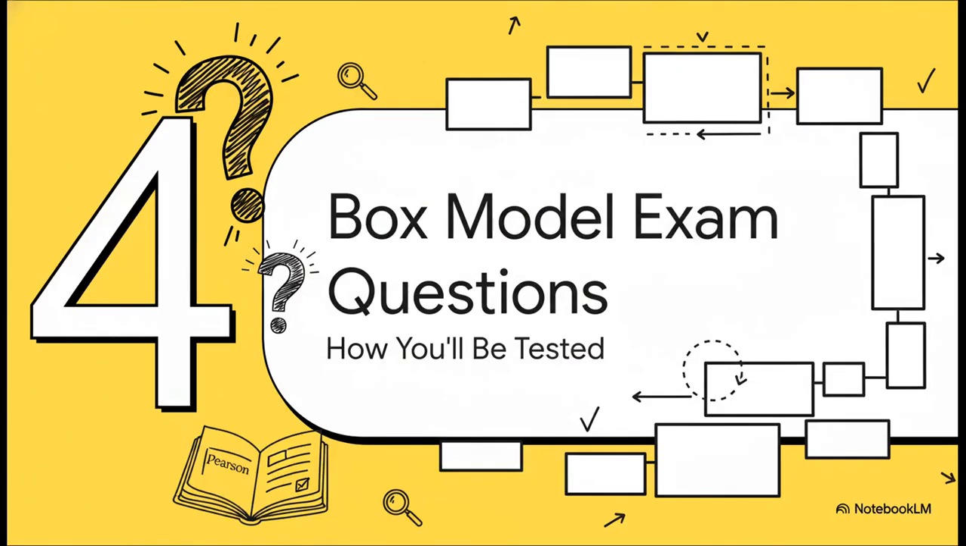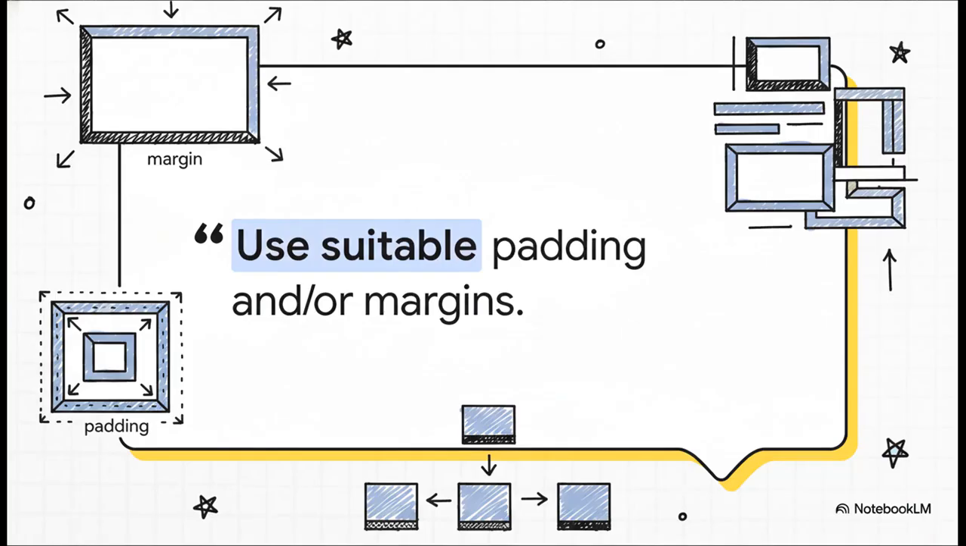So you get the code. But how does this actually turn into marks on your exam paper? Well, the way Pearson tests your knowledge of the box model is often way more direct than you might think. Check this out. This is a direct quote from the style guide in the 2022 Unit 2 paper. I mean, it doesn't get any clearer than that. They are explicitly telling you to use these properties. This is not a trick question. It's a straightforward instruction to show that you know how to control layout and spacing.